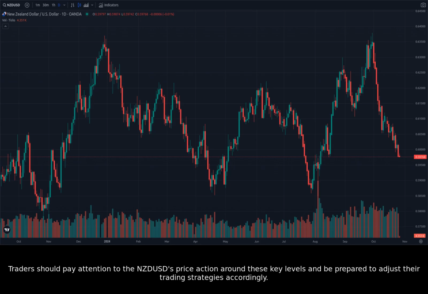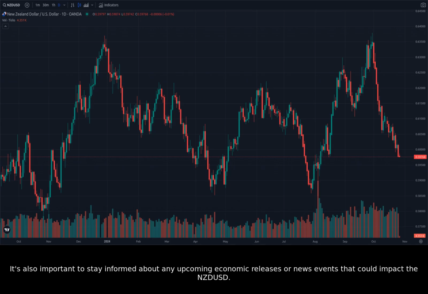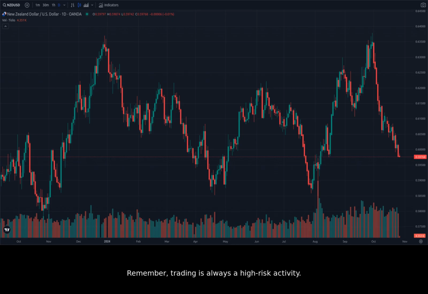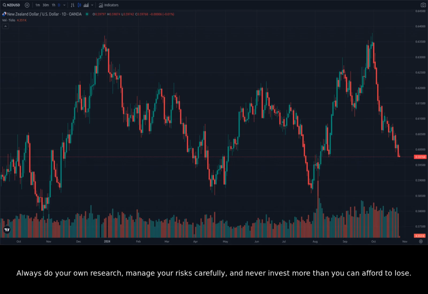It's also important to stay informed about any upcoming economic releases or news events that could impact the NZDUSD. For example, the Michigan Consumer Sentiment Index for October is due out next week, which could impact the US dollar's strength and consequently the NZDUSD's direction. Remember, trading is always a high-risk activity. Always do your own research, manage your risks carefully, and never invest more than you can afford to lose.